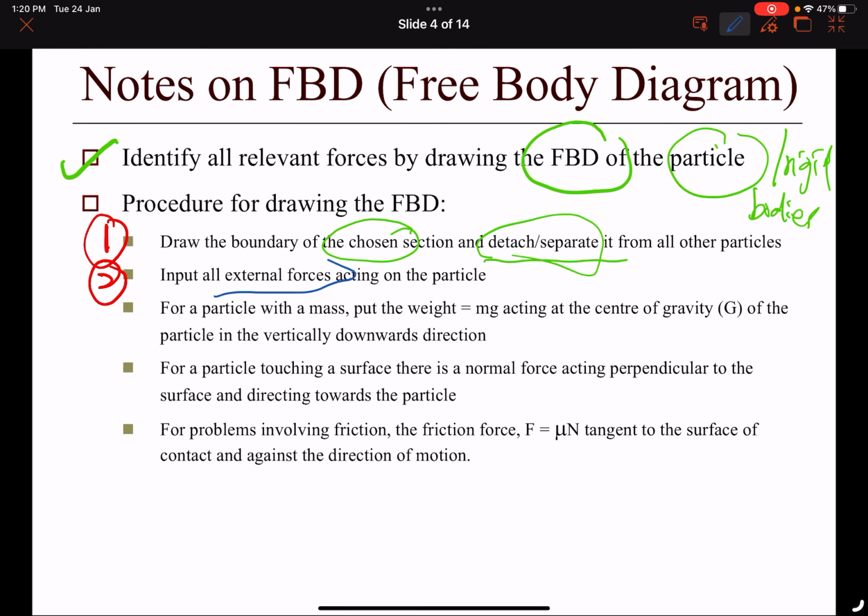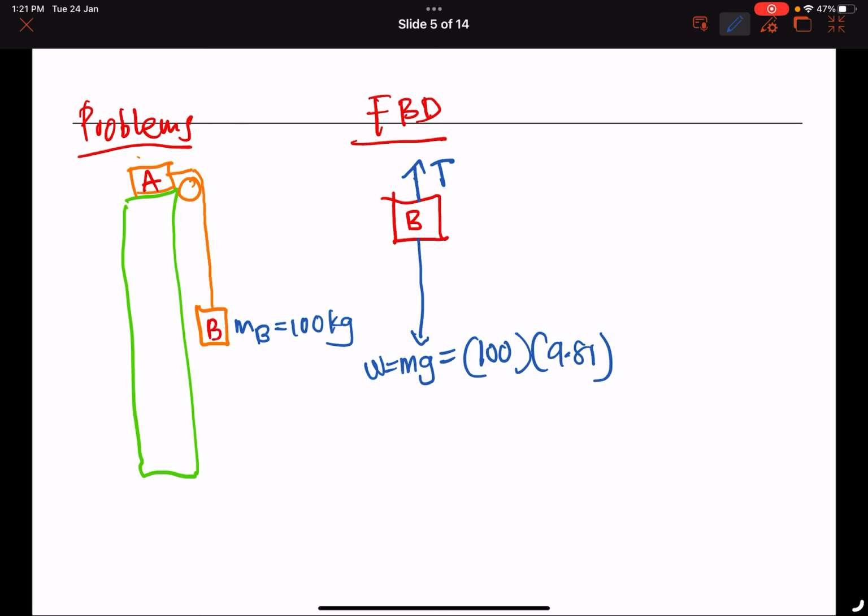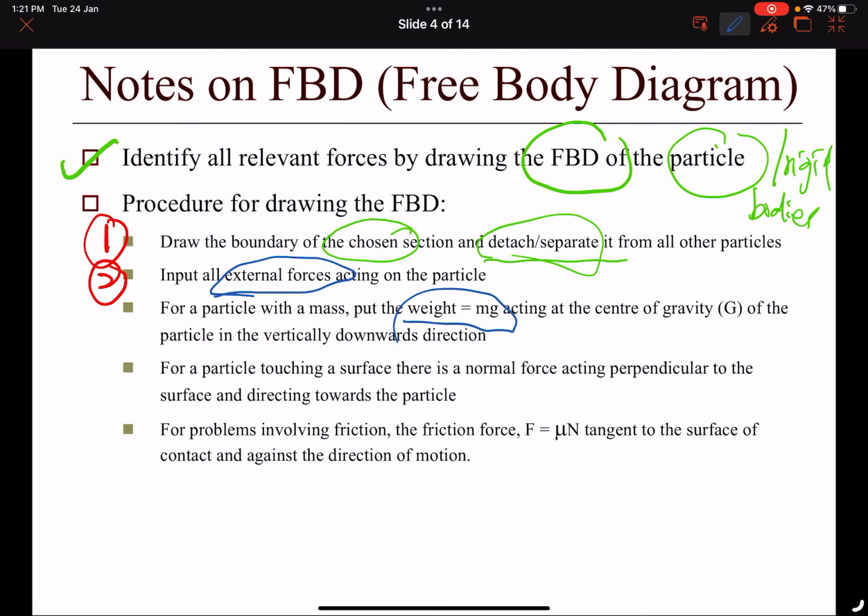External forces. For a particle with a mass, put the weight mg acting at the center of gravity of the particle in the vertically downwards direction. So let's say this has a mass equal to 100 kg, for example. So you have to put the weight vertically downward like this one. So it should be this one. All right, so this is number 3.